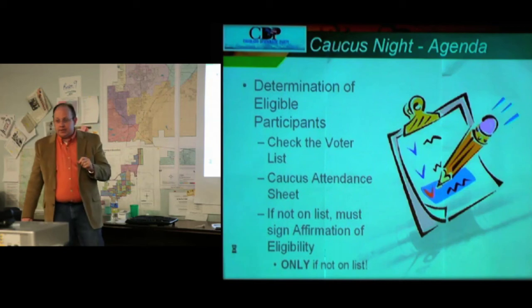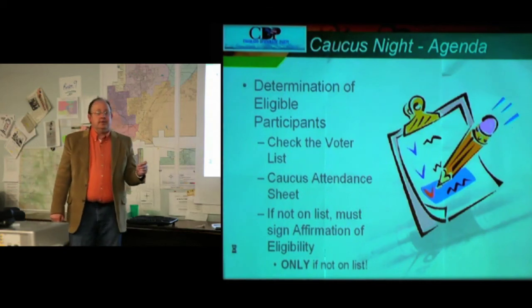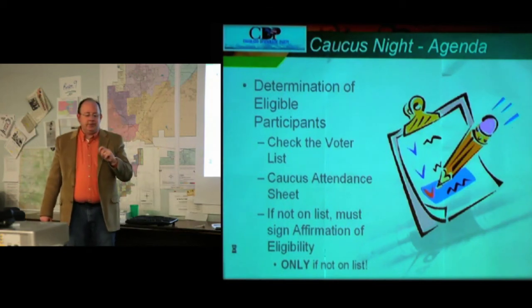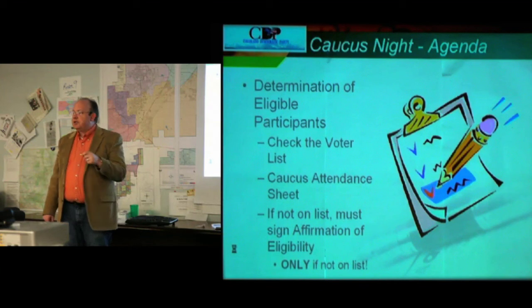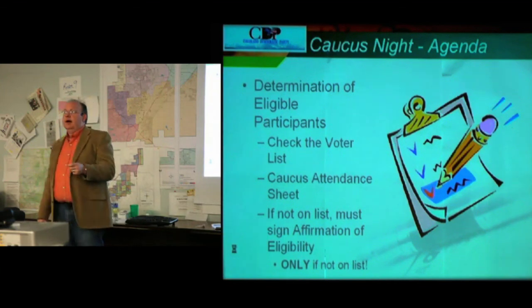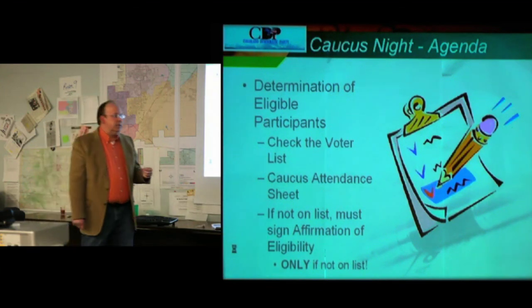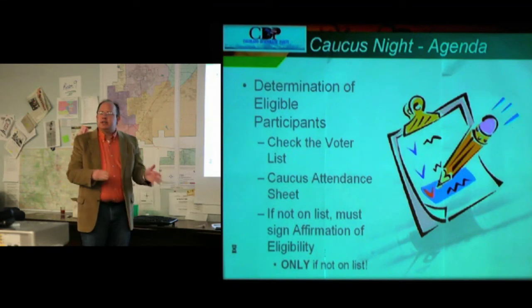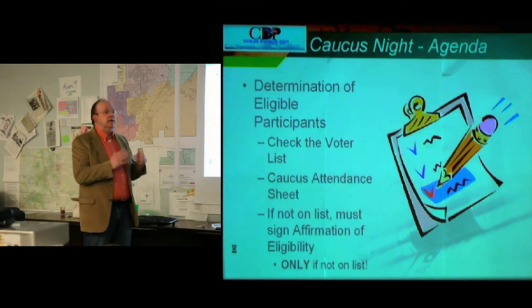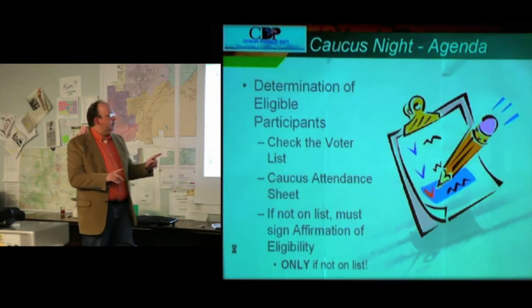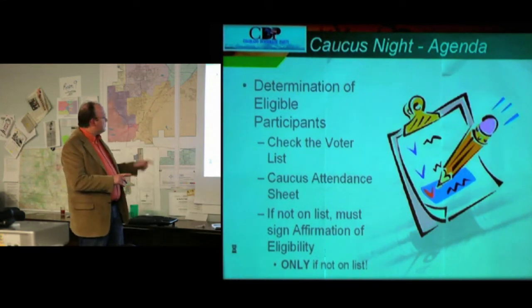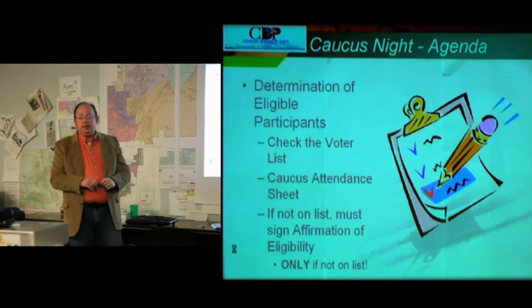Now, if someone's not on the voter list, and this was a point of a lot of contention last year, believe it or not, county clerks make mistakes. County election offices make mistakes. And there are so many people who insist the computer has to be right. There's no way it could be wrong. Computers make mistakes. So occasionally, you might have someone who is not on that list.